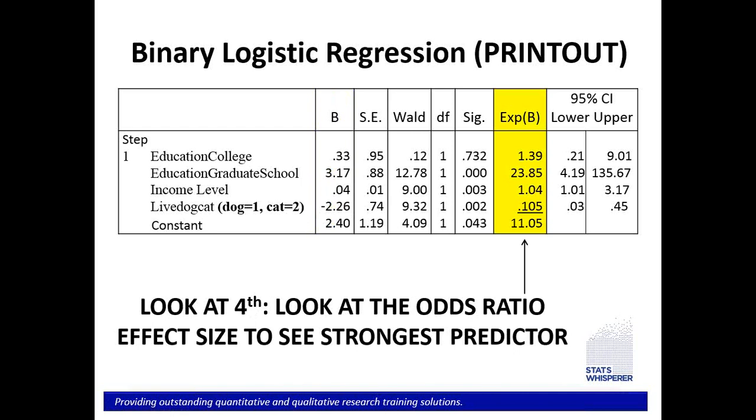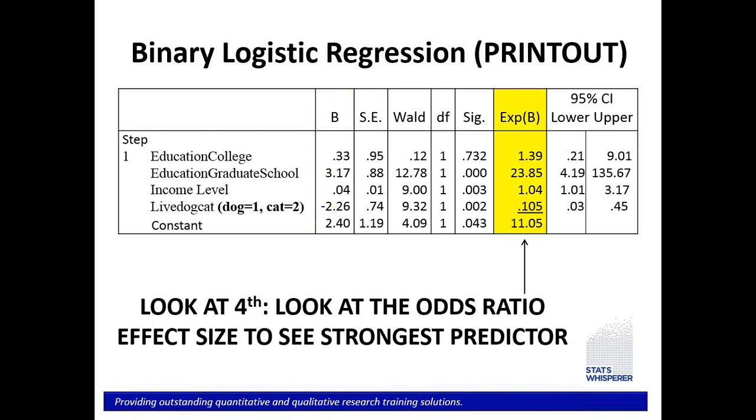So the next one is income level. Now the interesting thing here is the exponent beta, the odds ratio is 1.04. However, it's not interpretable. So income level is continuous. So it's not appropriate to interpret that odds ratio the same as the categorical variables, say, in education level. So we would just say that income level is positively associated with being happy.